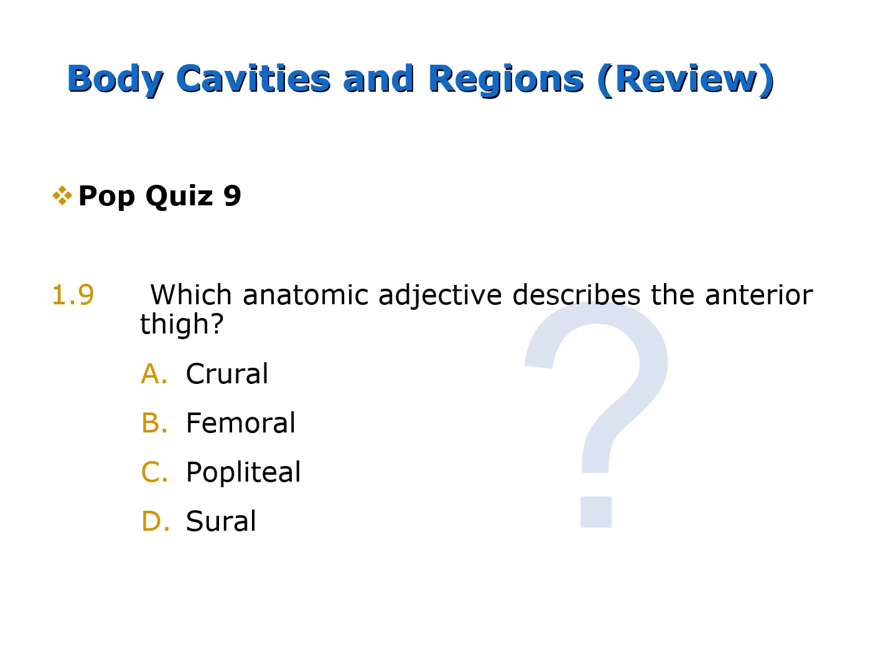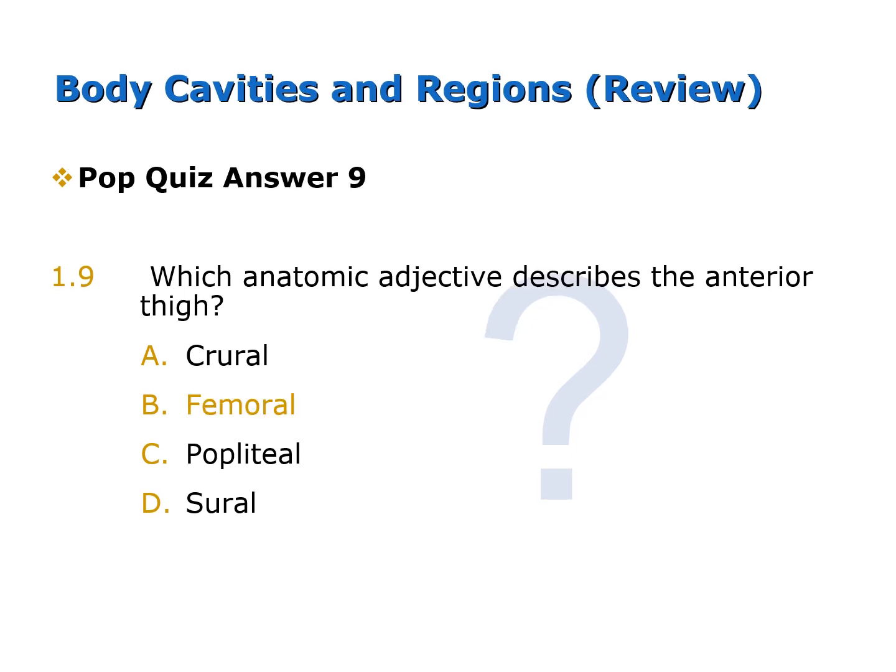Question number 9. Which anatomic adjective describes the anterior thigh? A, crural, B, femoral, C, popliteal, and D, sural. The anatomic adjective that describes the anterior thigh will be femoral. As I said before, please get accustomed to the medical terminology. We will use it a lot, so it's good to make those flashcards and review it.